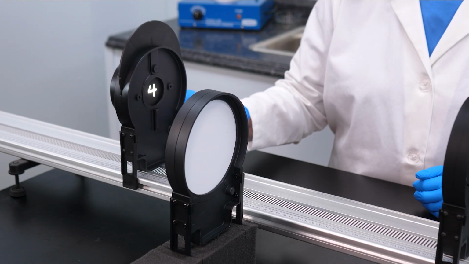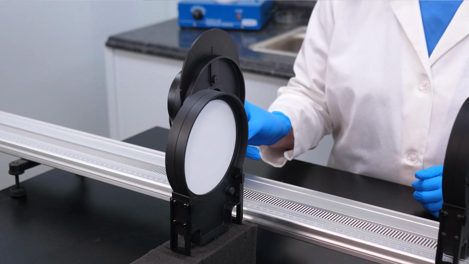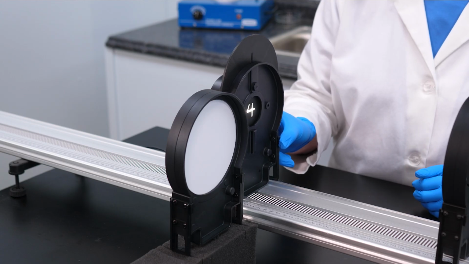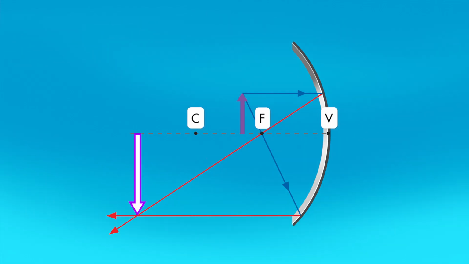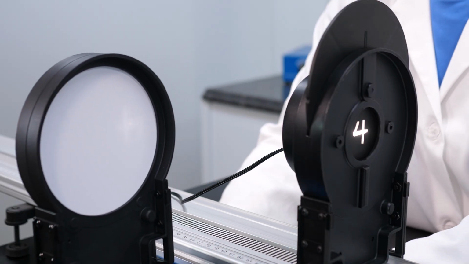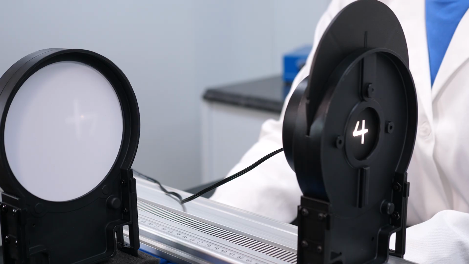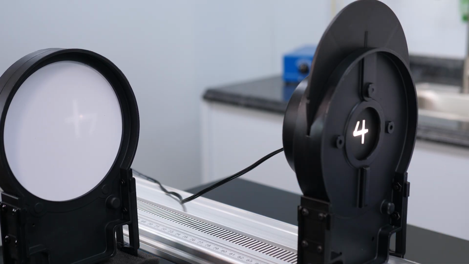Next, we will place the object between the center of curvature and the focal point at the 91.5 centimeter mark on the optical bench. According to our ray diagram, an object placed between the center of curvature and the focal point should produce an image that is real, inverted, and twice the size of the object. The image has a magnification of -2. The image should appear beyond the center of curvature. We will slide the reflective screen back until the image comes into focus. As we can see, the image is inverted and twice the size of the object.